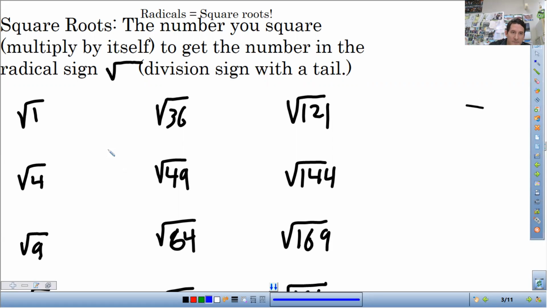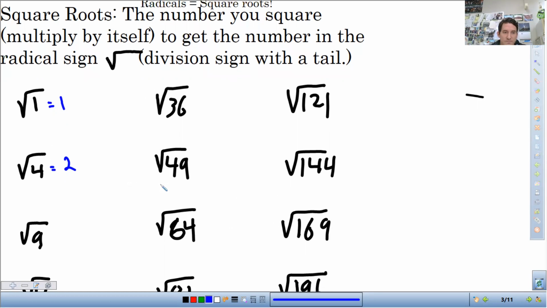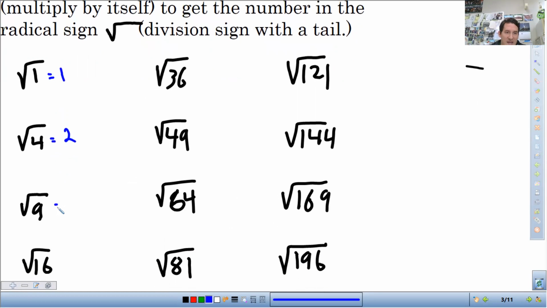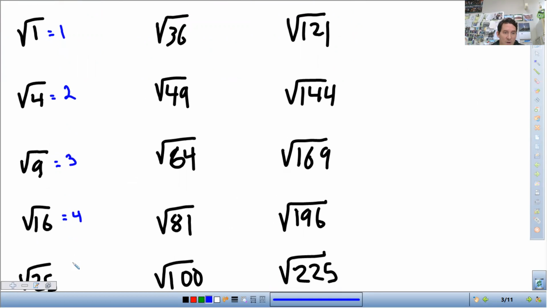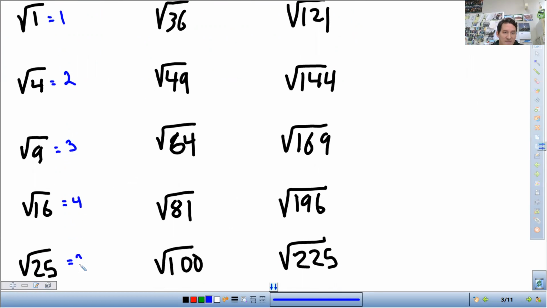So the square root of 1 is 1, because 1 times 1 is 1. The square root of 4 is 2. That's because 2 squared is 4, or 2 times 2 is 4. Square root of 9 is 3, because 3 times 3 is 9. Again, that's how we're figuring it out. Square root of 16 is 4. Square root of 25 is not 2, it is 5.